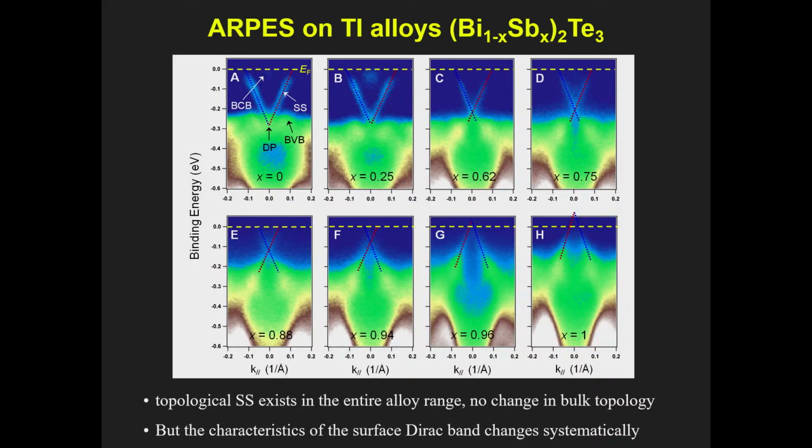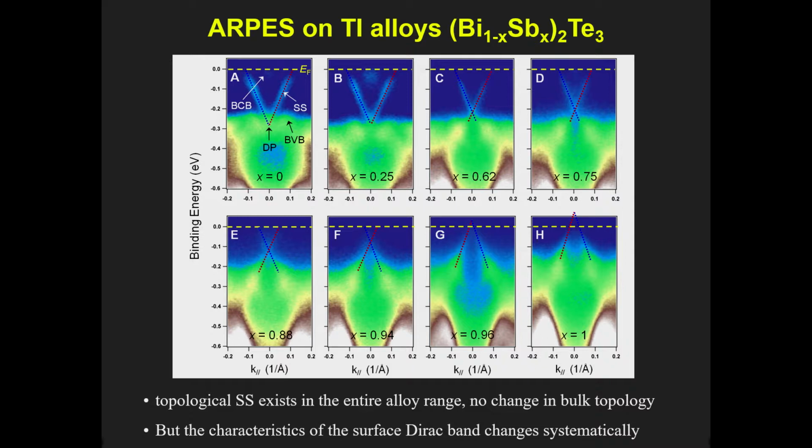So we grew a series of materials from bismuth telluride over here to antimony telluride and performed ARPES measurements. Starting from here, the Fermi level really cuts through the bulk conduction band. But as we add antimony into it, you will see the Fermi level moves down continuously towards the bulk valence band. And in pure antimony telluride, indeed, the Fermi level is very close to the bulk valence band. In this regime, with the antimony content around 0.94 and 0.96, there's a change from an electron-type Dirac cone to a hole-type Dirac cone.